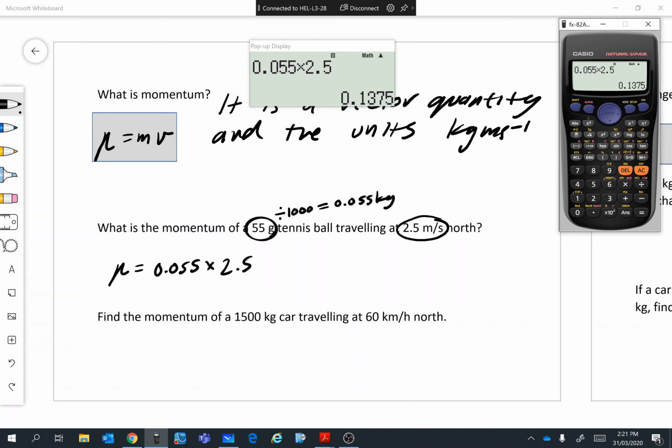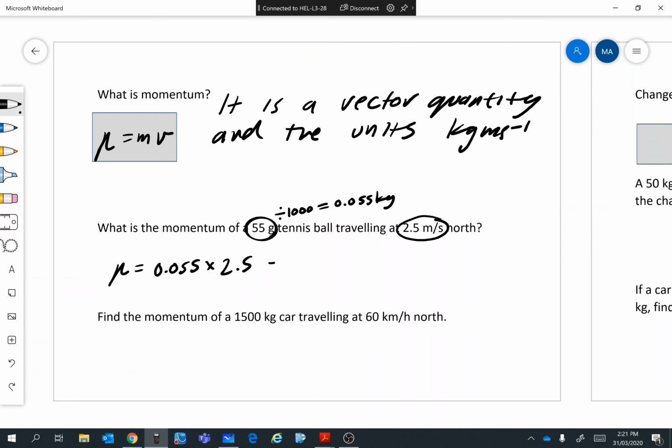Which gives us 0.1375. So we have the units, kilograms meters per second, and we have the direction as well because it's a vector quantity. So this is to the north. Now you might want to pause the video and try this next one on your own now. Then I'll have a go at it.